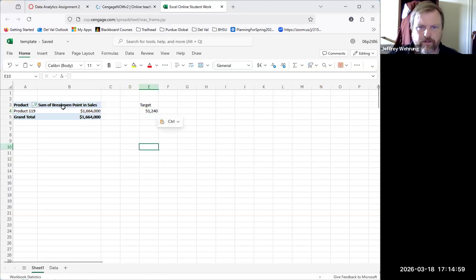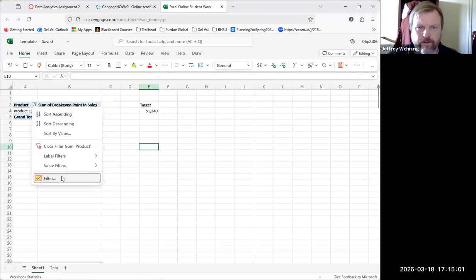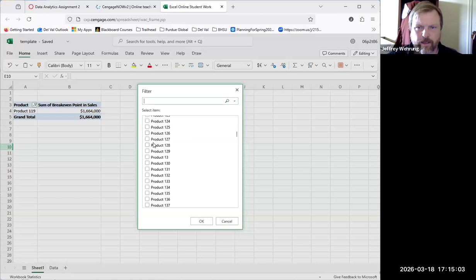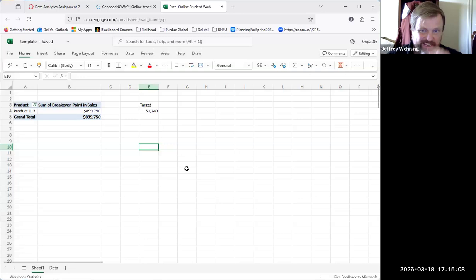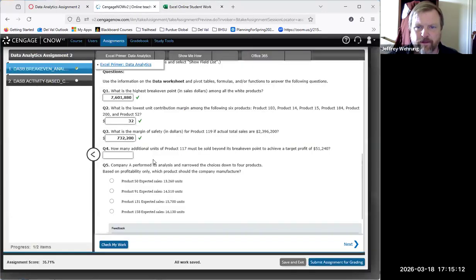So there's our target profit. I need to make sure I select the right one. I'm not looking at 119, I'm looking at 117 now. Okay, and there's my break-even sales, but I want this profit. Okay, how many additional units of product must that be?